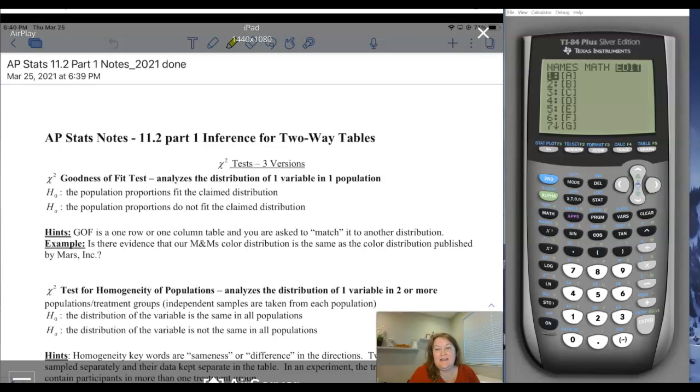Hi AP Stats, this is 11.2 notes, part 1. We're on chapter 11, so that is all about using chi-squared tests.